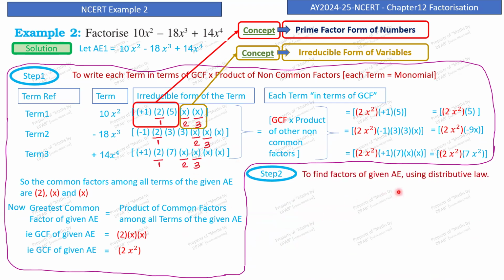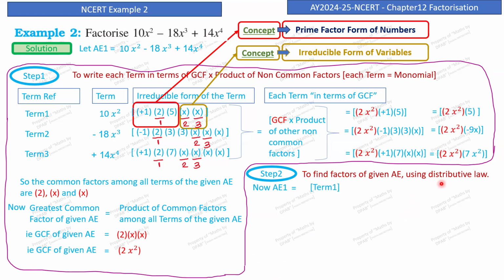We need to find the factors of the given entire algebraic expression, that is 10 into x to the power 2 minus 18 into x to the power 3 plus 14 into x to the power 4. Using what law is it? Distributive law. How are we going to do that?